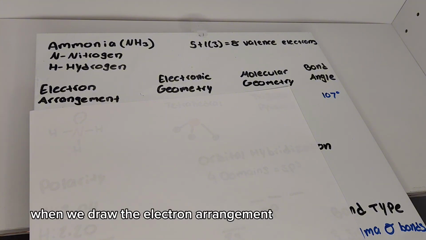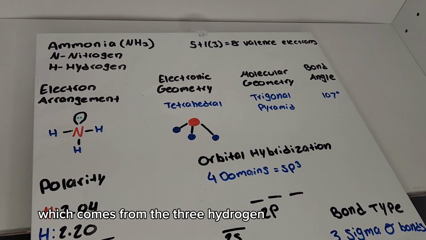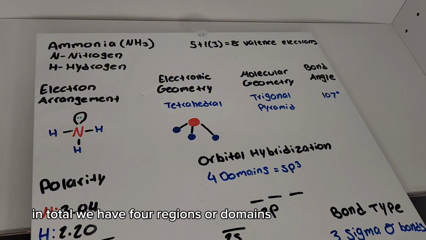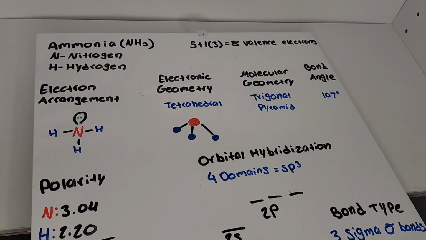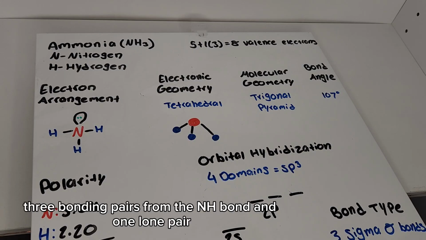When we draw the electron arrangement, we can see that it forms 3 bonds, which come from the 3 hydrogens, and has 1 lone pair. In total, we have 4 regions or domains of electron density around nitrogen in ammonia: 3 bonding pairs from the N-H bonds and 1 lone pair.